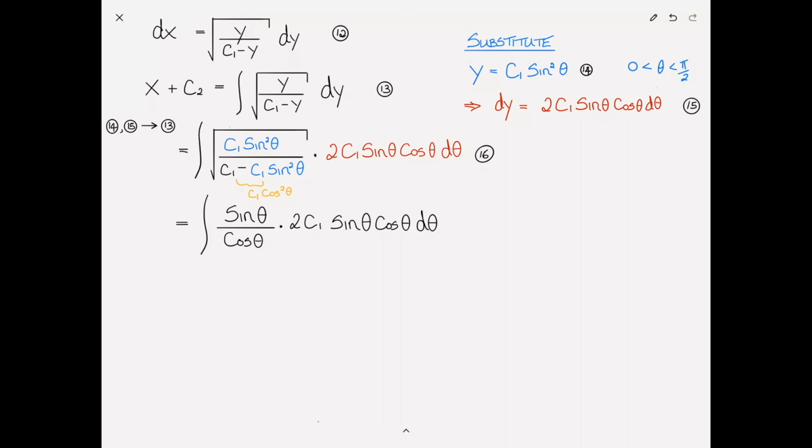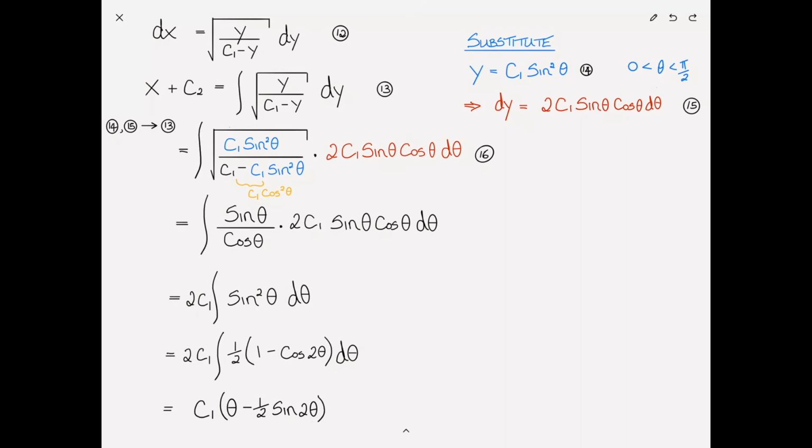The cosines cancel and the sines multiply, and we end up with the integral of 2c1 times sine squared theta d theta. Using another trig identity, we can rewrite sine squared theta as 1/2 of 1 minus cosine 2 theta. We need a d theta. And now this is easy to integrate. That's equal to c1 times theta minus 1/2 of sine 2 theta. And that's number 17. Okay, I hope I'm not losing you guys because we're just about there.